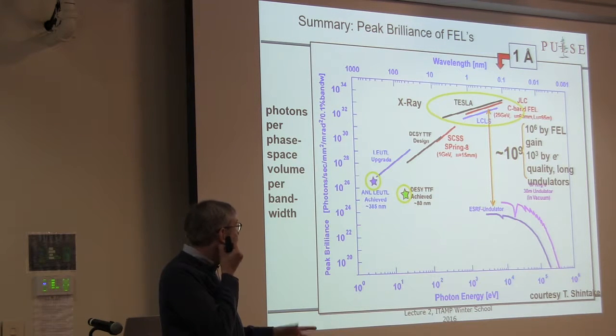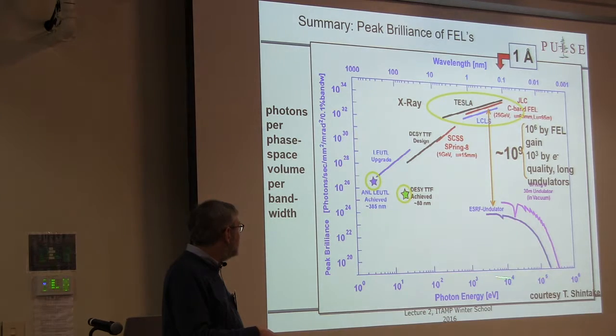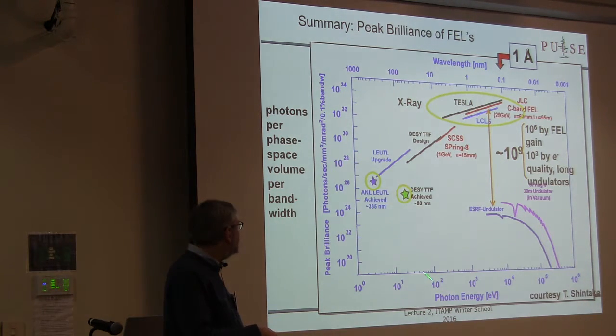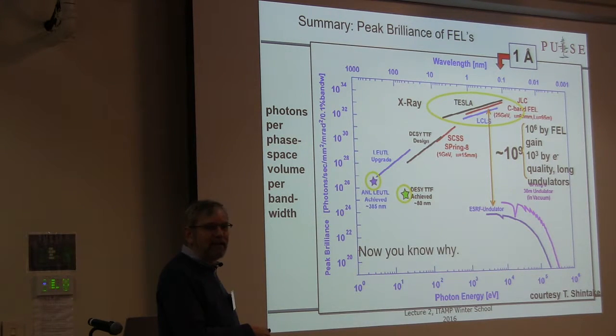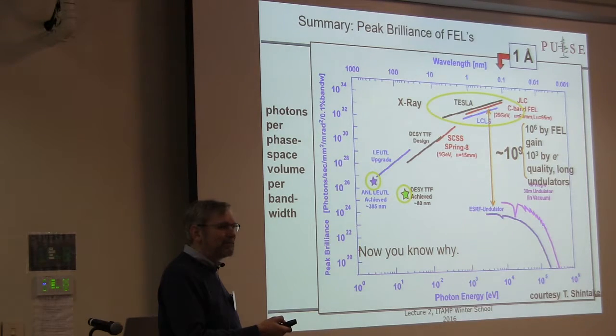Okay, so here's my summary. My summary is just this slide. My summary is that now you know why you see sometimes these very, very dense log-log plots where this is photon energy from lasers all the way up to hard X-rays, and this is peak brilliance, which is the brightness of the light, over 15 orders of magnitude. And the FELs are always way up here. And now you know why. Thanks very much.